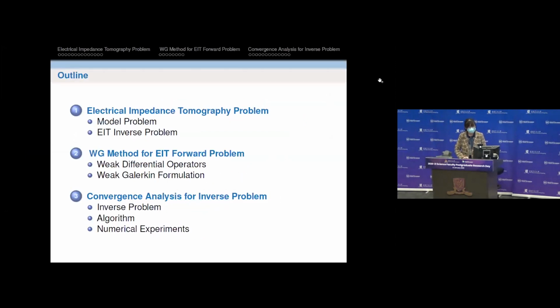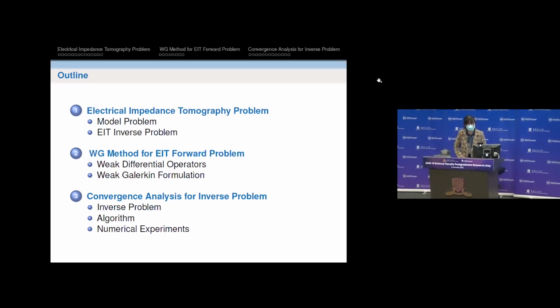The title of my talk is Weak Galerkin Method for Electrical Impedance Tomography. This is a joint work with my supervisor, Professor Jun Zhou. My talk consists of 3 sections. In the first section, I will introduce what the electrical impedance tomography problem is. In the second section, I will introduce the weak Galerkin method that we use to solve the forward EIT problem. In the third section, I will present the convergence analysis that we carried out for the inverse problem, and also some numerical experiments.